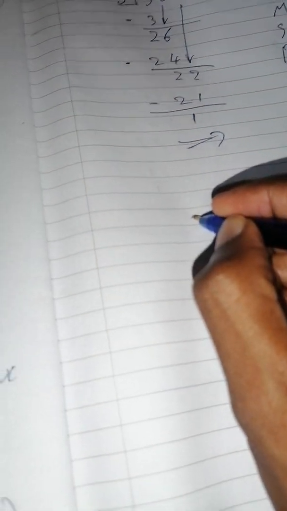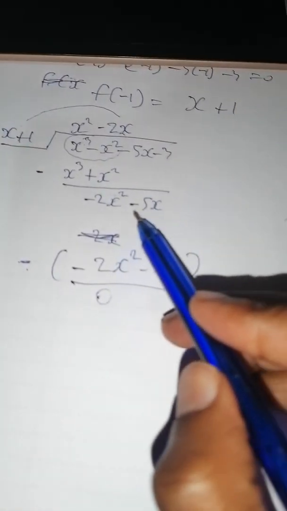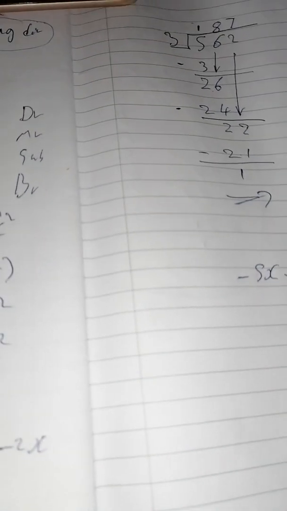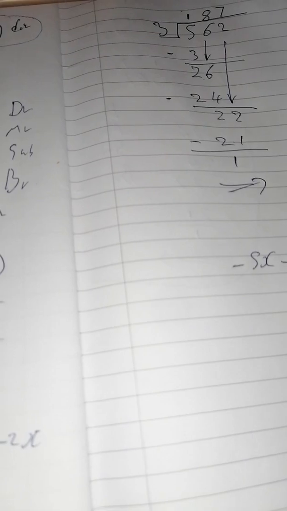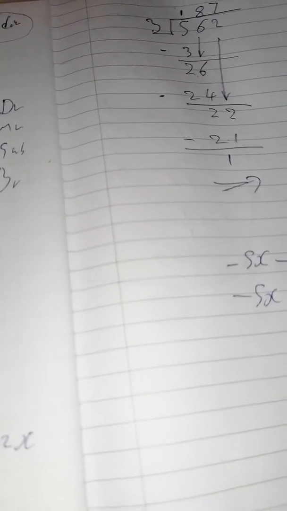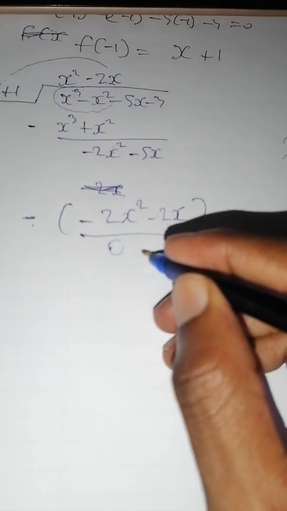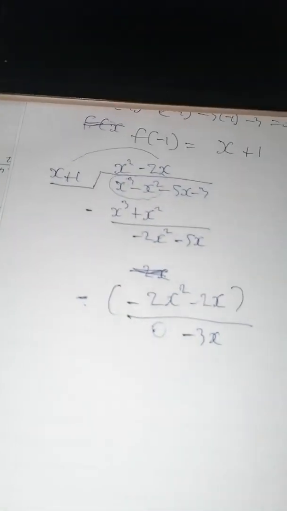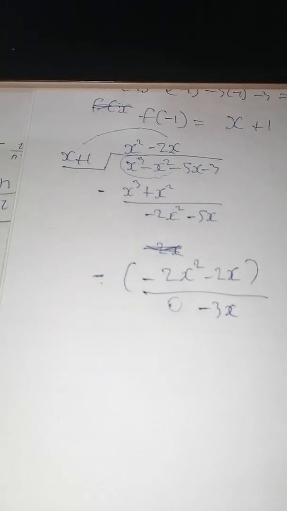Now let us deal with this. We have, let me do it that side. We have negative 5x. Negative 5x minus what? Minus negative 2x. Now negative 5x plus 2x, we know that we're going to be left with negative 3x. So it's going to be negative 3x here. Okay. Now we go back again and start.